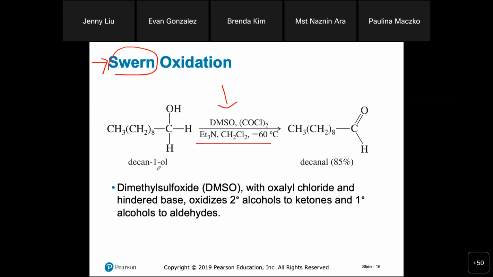Here we can see the alcohol going to keto, and ultimately it will be aldehyde, because the two hydrogens will move here. Okay, so secondary alcohol to ketone and primary alcohol to aldehyde. If you have a secondary alcohol, it will be a ketone, and this is the primary, so it will be an aldehyde.